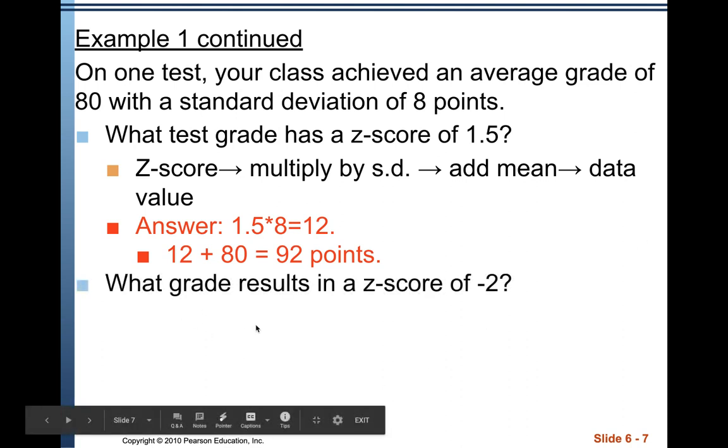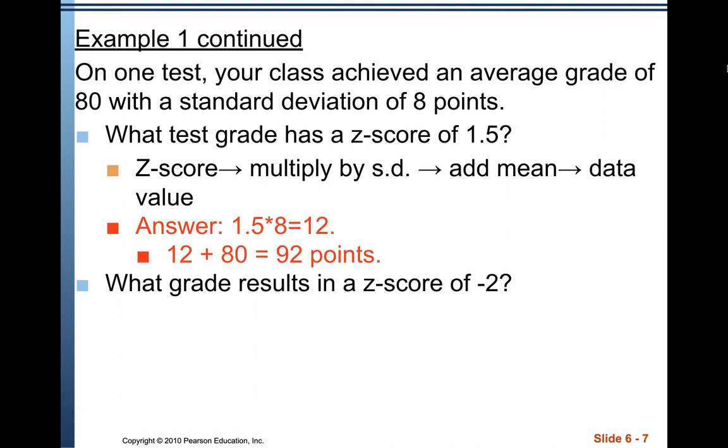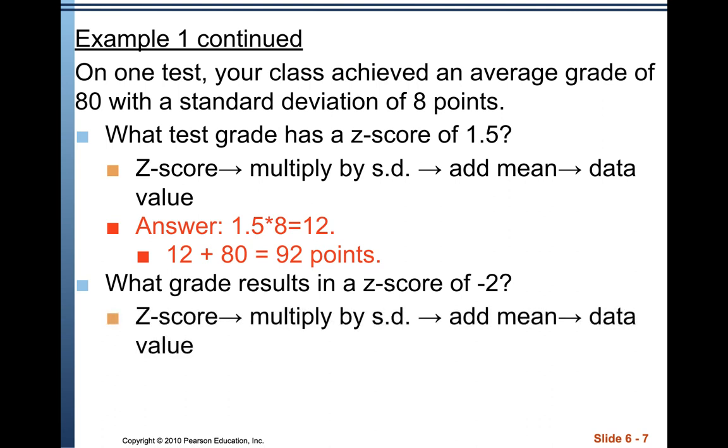Here's another one. What grade results in a z-score of -2? So again, I'm going backwards. I'm starting with the z-score. I'm trying to figure out what data value is going to give me a z-score of -2. So I'm going to follow the same backward steps: multiply by the standard deviation and add the mean.